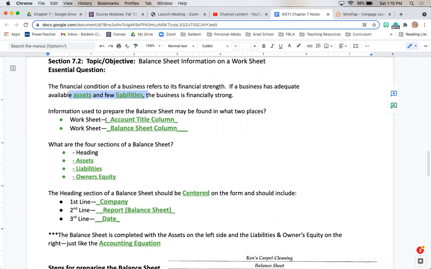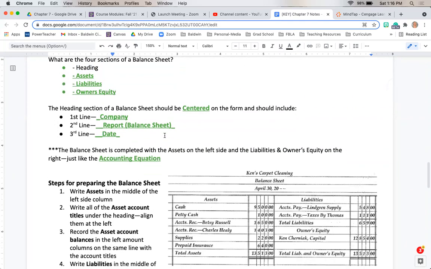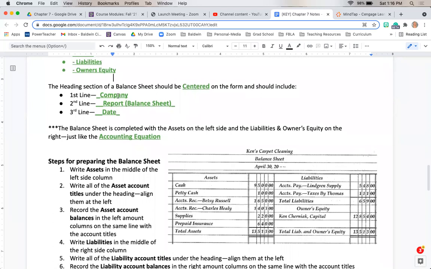So we're going to get information to prepare a balance sheet from our worksheet, our account title column, and the balance sheet column that we completed back in chapter 6. The four sections of our balance sheet are the heading, the asset section, our liability section, and then our owner's equity section. The heading is always going to be centered: company name, then the report, in this case the balance sheet, followed by the date. The balance sheet is completed with the assets over on the left, and then our liabilities and our owner's equity, just like our accounting equation, all the way back in chapter 1.